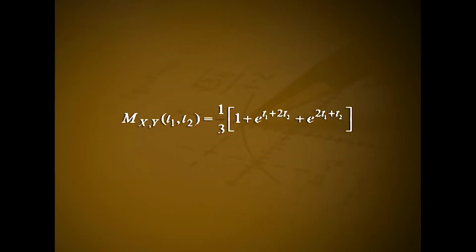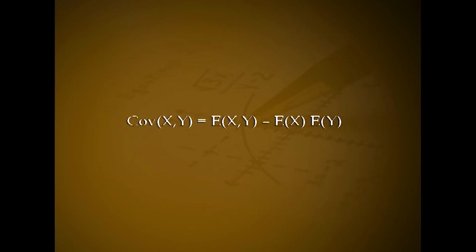The method of finding covariance of XY using M_XY(t1, t2) is illustrated here using an example. For two random variables X and Y, M_XY(t1, t2) is given as M_XY(t1, t2) equal to 1/3 into (1 plus e^(t1 + 2 t2) plus e^(2 t1 + t2)). We have covariance of XY equal to expectation of XY minus expectation of X into expectation of Y.